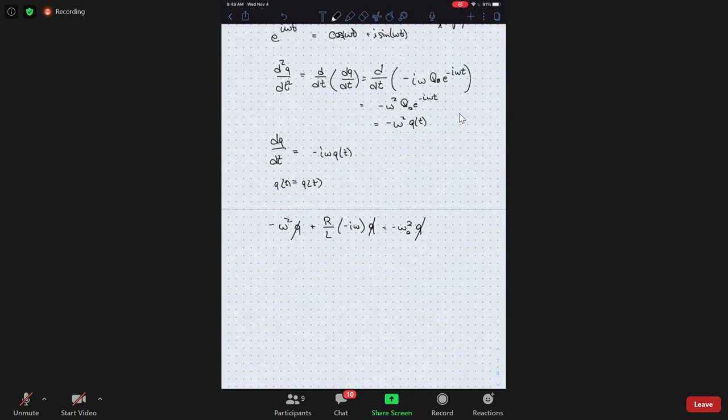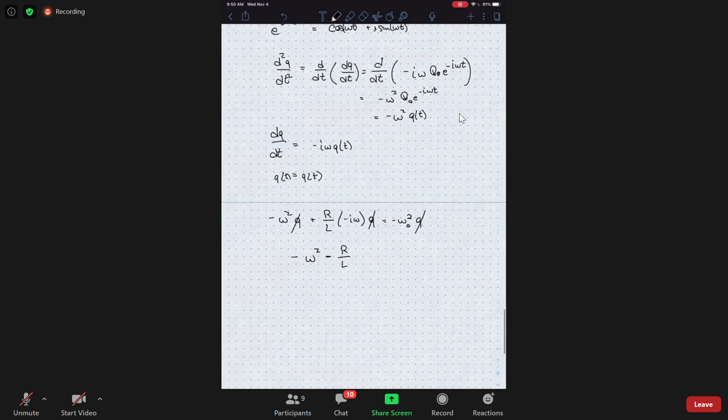Okay, so now we're left with another equation, minus omega squared plus i r over L omega is equal to minus omega naught squared. So putting it all together, I have omega squared plus i r over L omega minus omega naught squared is equal to 0. And so what is this? The only way I can solve it is via the quadratic formula.